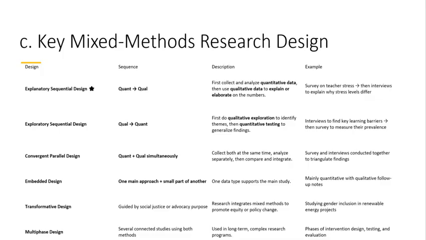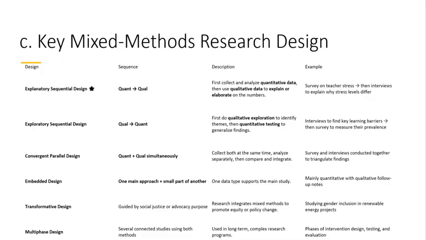The second one is exploratory sequential design, and this is just the opposite of the first one. First we talked about quantitative followed by qualitative. Here in the exploratory sequential research design we have qualitative followed by quantitative. First qualitative exploration to identify themes, then quantitative testing to generalize findings. For example, interviews to find key learning barriers, then a survey to measure their prevalence.